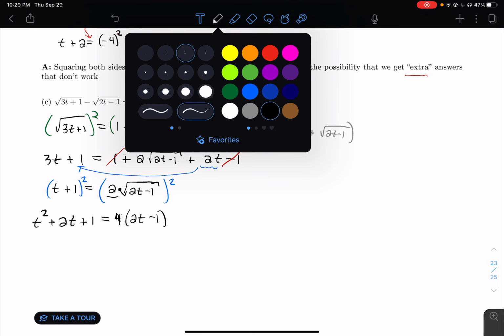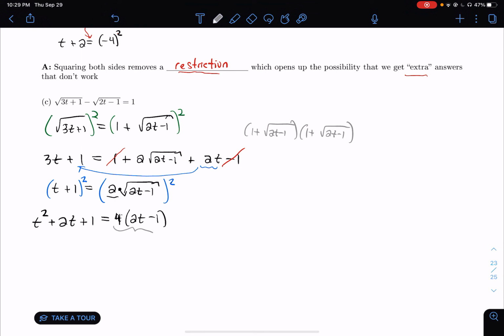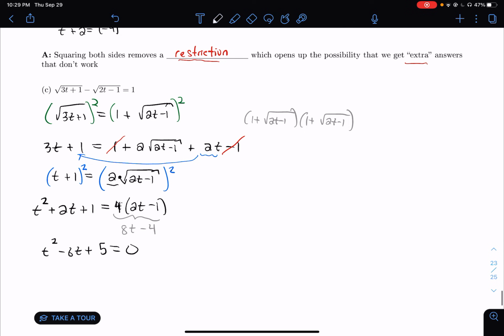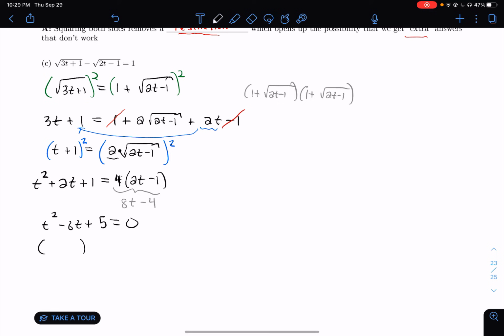Okay, nice. So on the right side, let's distribute the 4 to get 8t minus 4. And then let's move everything over to one side. So moving it all to the left, I get t squared minus 6t plus 5 equals 0. All right, and I can factor this. I get a t and a t. I need two numbers that add to negative 6 and multiply to 5. That's going to be minus 5 and minus 1. And now I get that t is either 5 or 1.